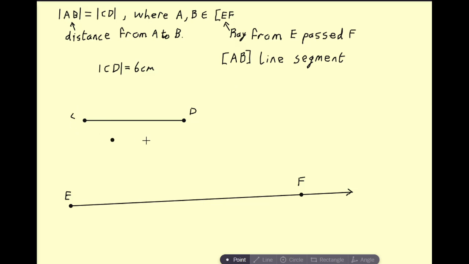Here I have the given length that I'm going to use. It's going to be between C and D. So the constructed line segment is going to be AB, and it's going to be equal in length to CD. My vertical lines mean length, and we're going to have equal lengths. This is the length I'm going to use. It turns out to be 6 centimeters, but it can be any length.